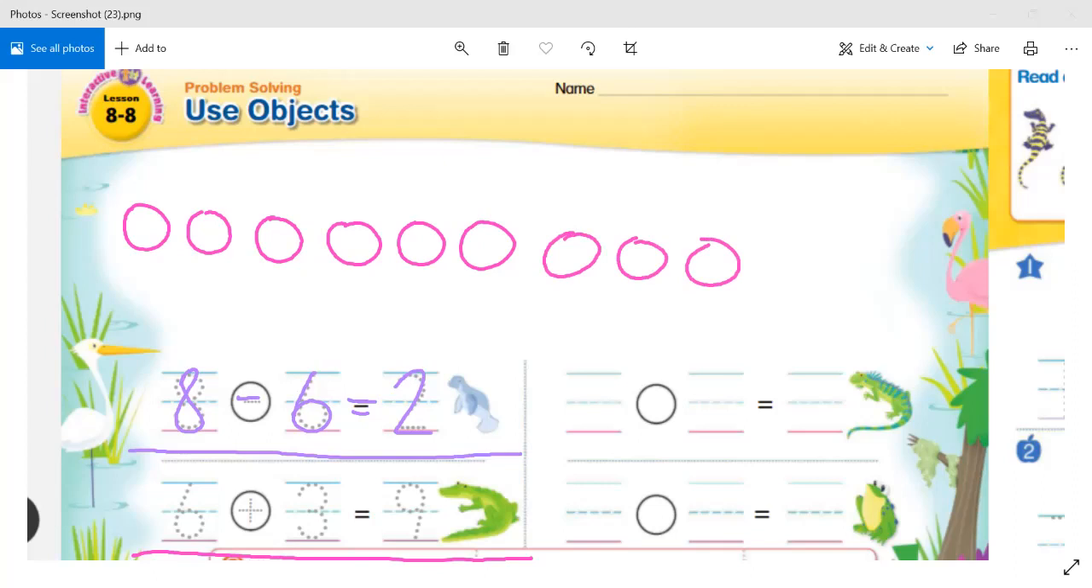So we had 6 alligators, and we're going to use our plus sign to add 3 more alligators. So how many do we have in all? 1, 2, 3, 4, 5, 6, 7, 8, 9. So 6 plus 3 equals 9 alligators in all.